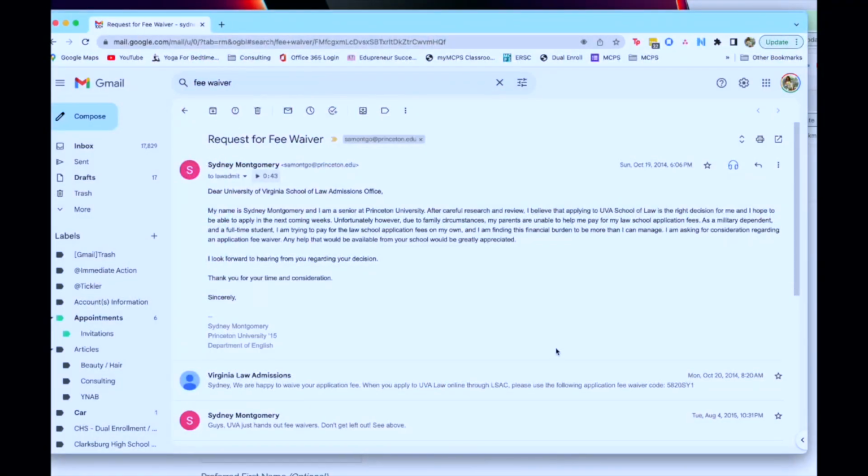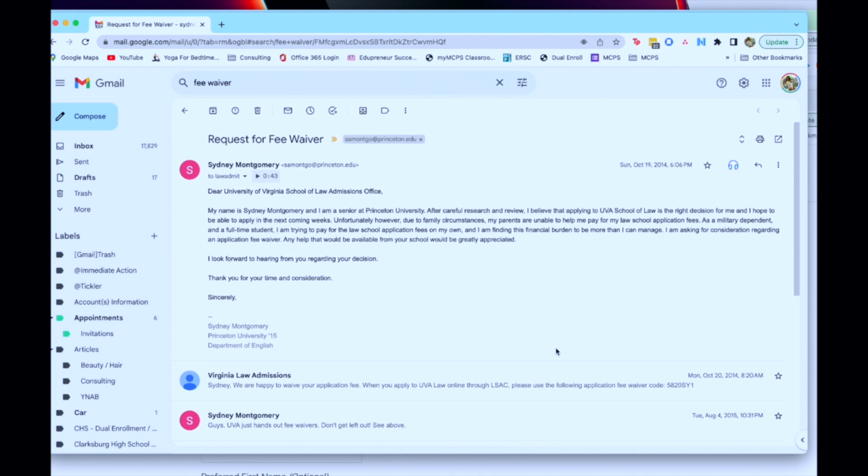So good old Sunday, October 19th, 2014. Dear University of Virginia School of Law, my name is Sydney Montgomery and I am a senior at Princeton University. After careful research and review, I believe that applying to UVA School of Law is the right decision for me, and I hope to be able to apply in the next coming weeks. Unfortunately, however, due to family circumstances, my parents are unable to help me pay for law school application fees. As a military dependent and a full-time student, I am trying to pay for the law school application fees on my own, and I'm finding this financial burden to be more than I can manage.